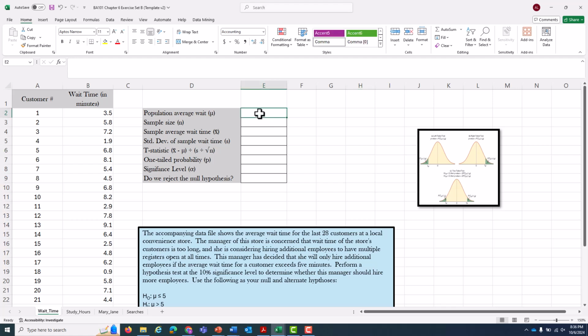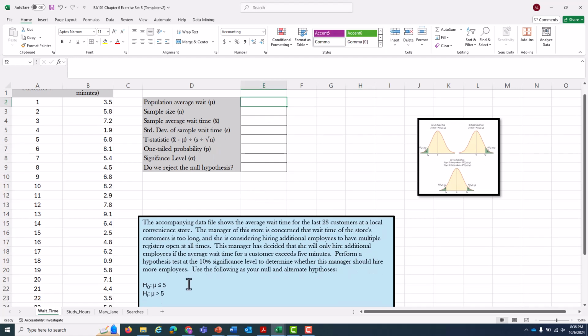What is the population's average? That's going to be, in a hypothesis test, the number that you are testing for. In this case, the amount of time, I should say, that we are testing against is 5 minutes. So let's let mu be 5. Your sample size is the size of the sample. We know it's 28 customers. If I wanted to be fancy, I could also use the COUNTA function to make sure that I indeed do have 28 customers.